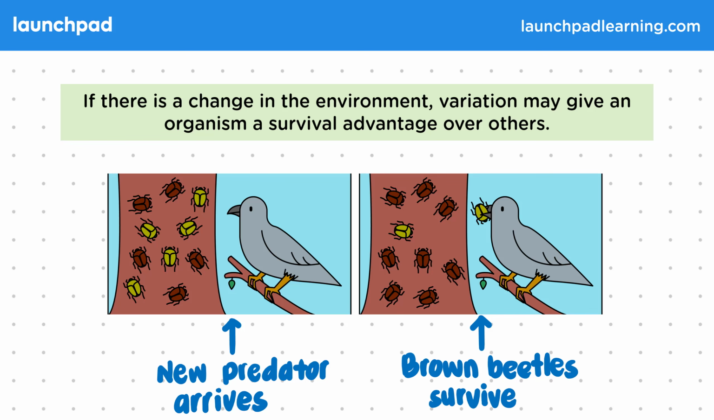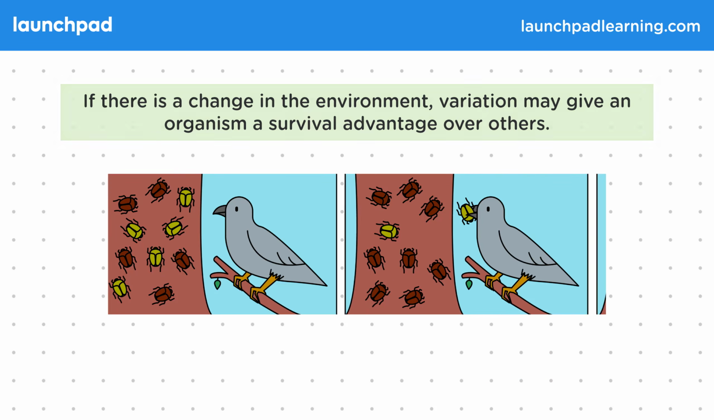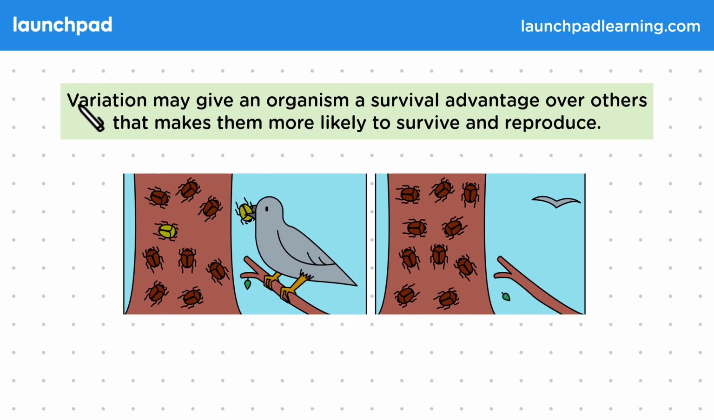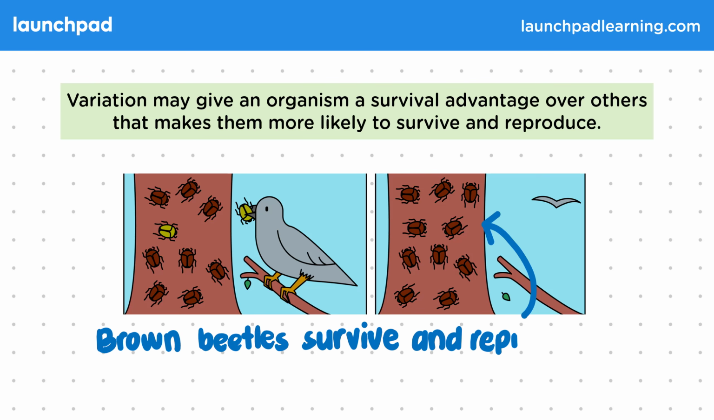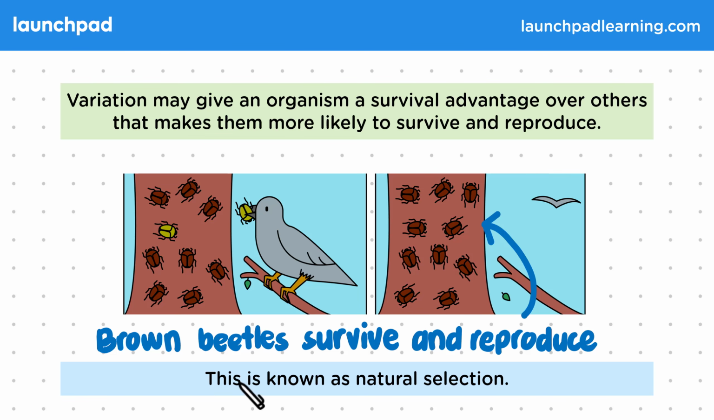What does this mean? Variation may give an organism a survival advantage over others that makes them more likely to survive and reproduce. So in this example, the brown beetles survive and reproduce, passing the variation on. This is known as natural selection. You will learn about natural selection elsewhere in the course when we look more at evolution.